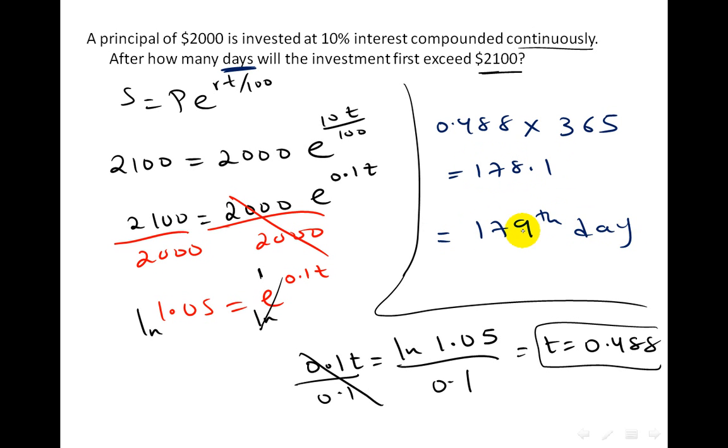Why do I round it to 179 and not 178? Because I wanted to exceed 2100. So at 178.1 it will equal 2100. So if I wanted to exceed, I have to go to the next day, which is the 179th day.